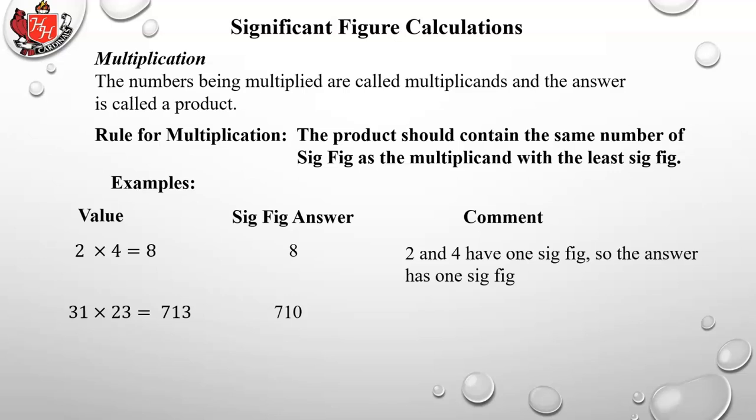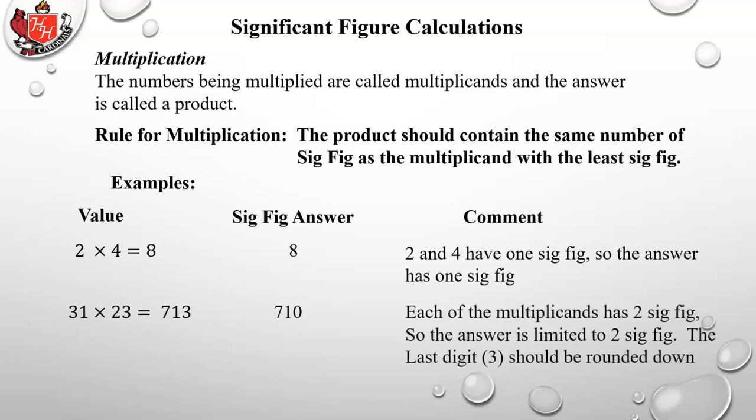So let's read this. Each of the multiplicands has 2 sig fig, so the answer is limited to 2 sig fig. The last digit, 3, should be rounded down to a 0.